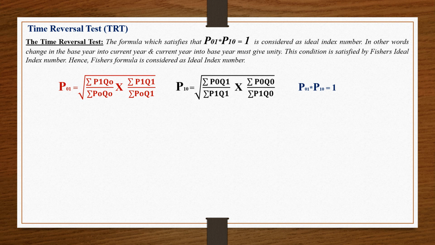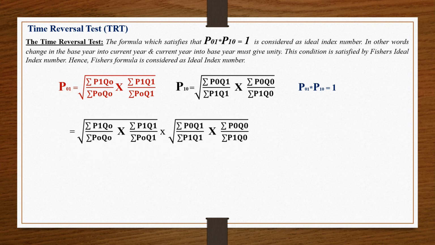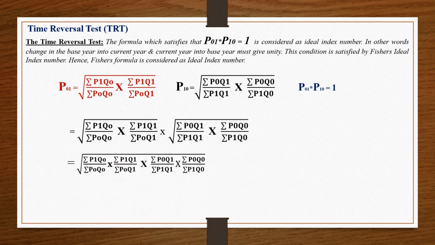So what we have to prove is P01 into P10 is equal to 1. So we take both under one root, which is in the third step. So, square root of summation of P1 Q0 divided by summation of P0 Q0, into summation of P1 Q1 divided by summation of P0 Q1, into summation of P0 Q1 divided by summation of P1 Q1, into summation of P0 Q0 divided by summation of P1 Q0.